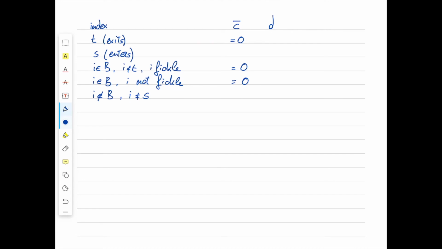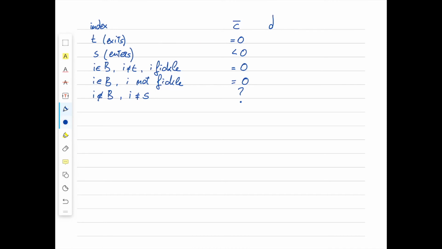What about the component of c bar corresponding to S? Well, since S enters the basis, we know that the reduced cost is strictly negative. And for the final type of component, I don't really care, so I'm just going to leave a question mark here. I'm not going to need it later.